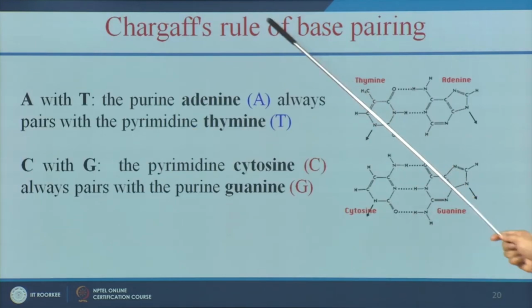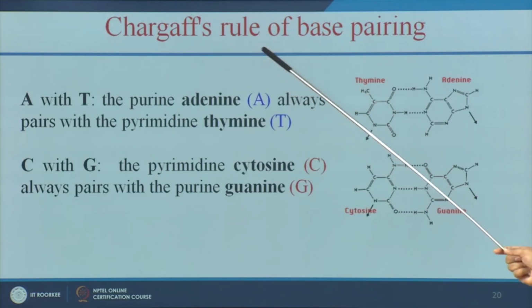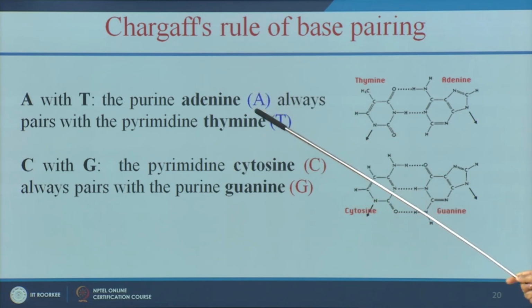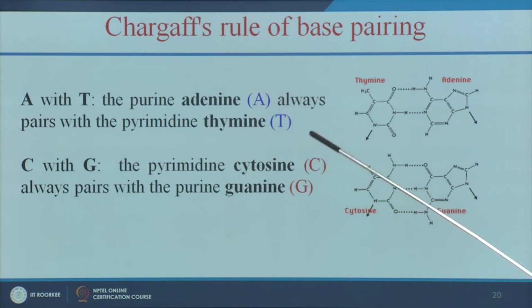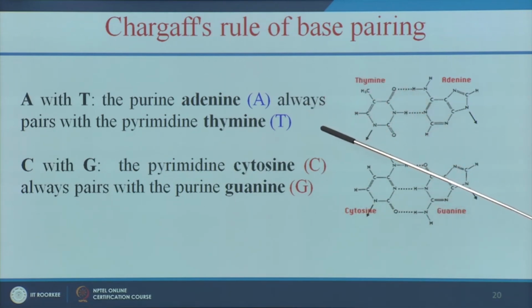And we have to understand Chargaff's rules, which are very important in DNA nanotechnology. A always forms a bond with T. You can see here that adenine always bonds with thymine using 2 hydrogen bonds, and cytosine bonds with guanine with 3 hydrogen bonds. So, these are Chargaff's rules: A always bonds with T and G always pairs with C.